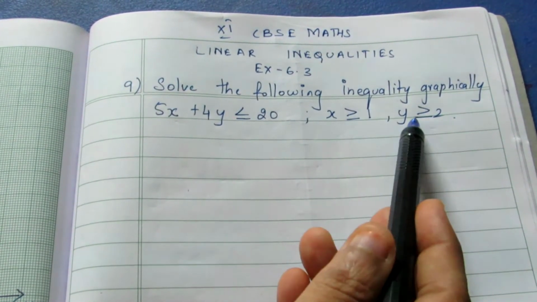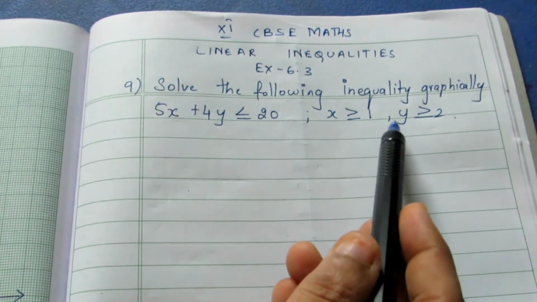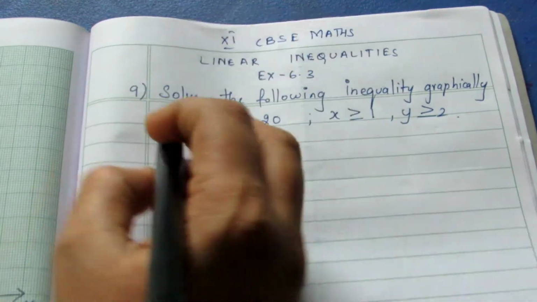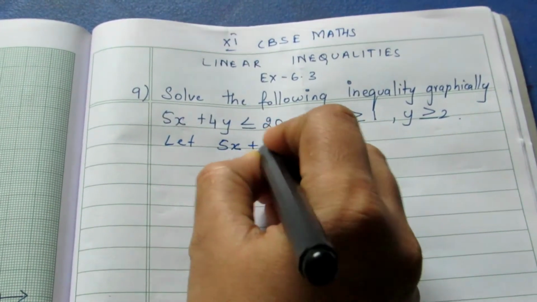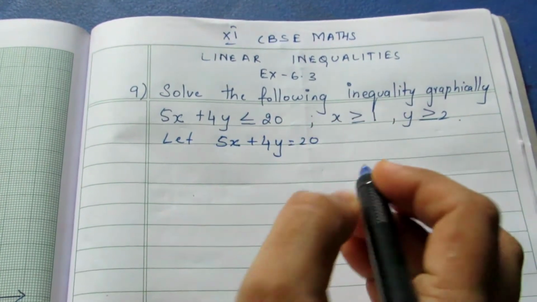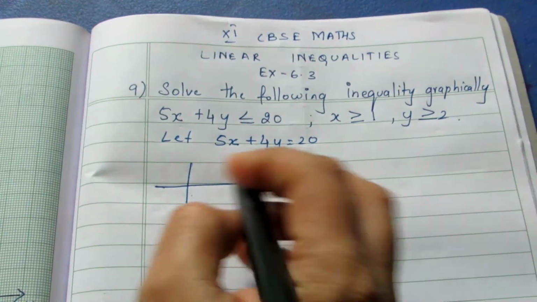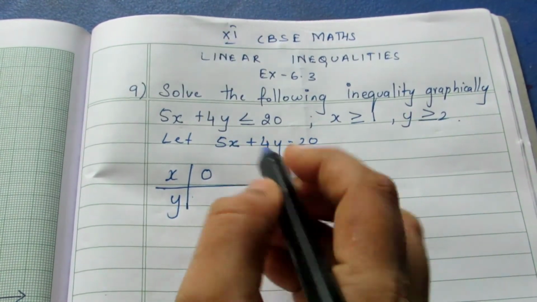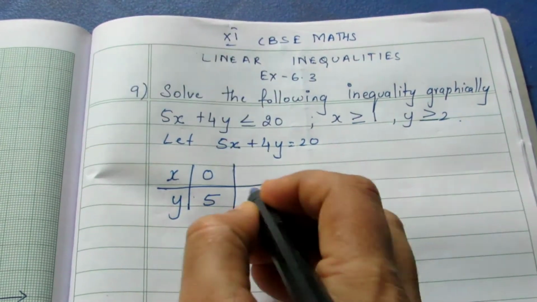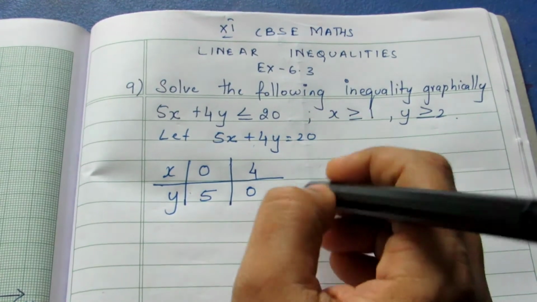We don't know how to solve in inequality form, but we know how to solve in equation form. So I am going to write the given inequality as an equation, equal to 20. If this is equal to 20, we can find the values of x and y by substituting any value. If I substitute x to be 0, then y will be equal to 5. If I substitute y to be 0, then x will be equal to 4. So the first one we have completed.